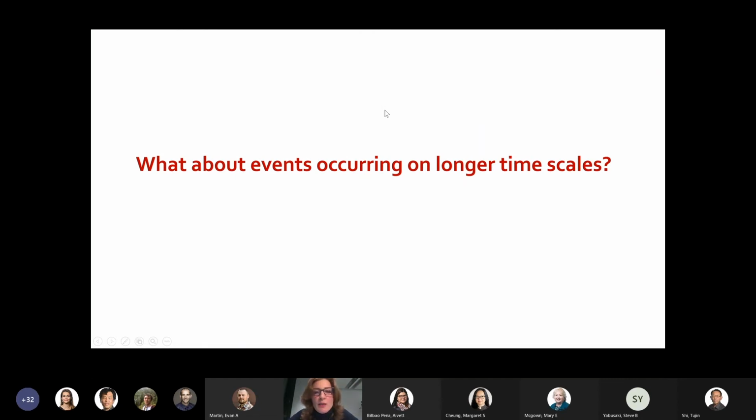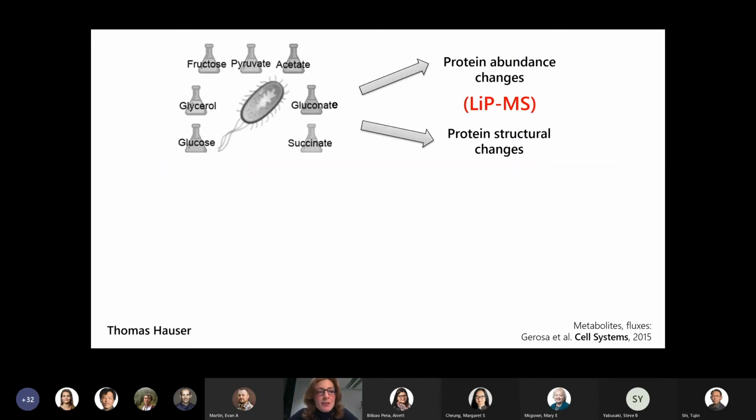So these were events occurring on a short time scale where protein abundances don't change a lot. What about events occurring on longer time scales where protein abundances are also changing? So to understand what would happen, we grew E. coli cells in 8 different nutrient conditions. You see them here. And we chose these conditions because the group of Uwe Sauer, so that's the group next door to us here at the Institute of Molecular Systems Biology, had generated flux data and metabolite concentration data exactly under these conditions.